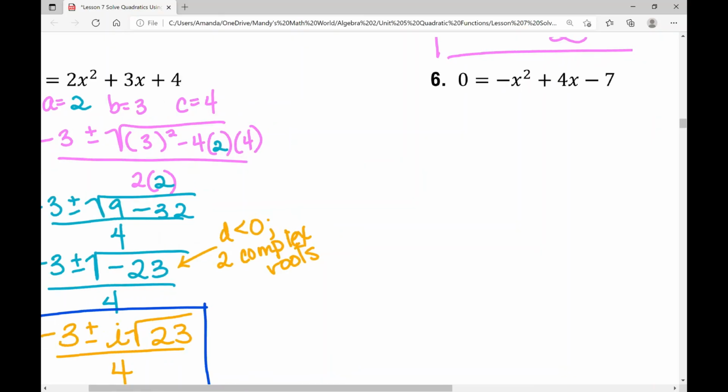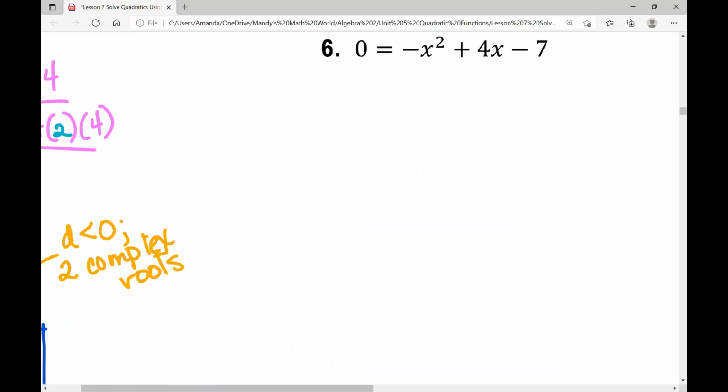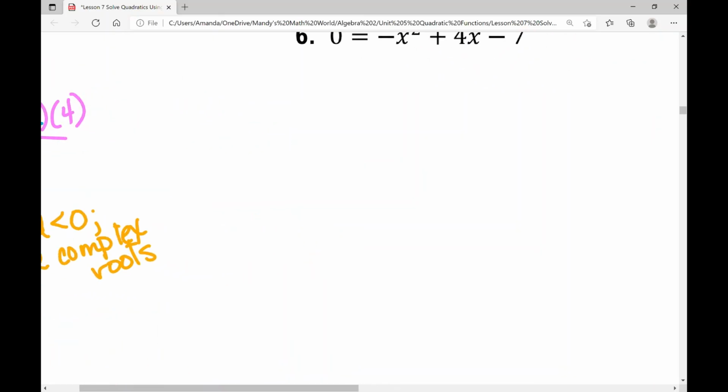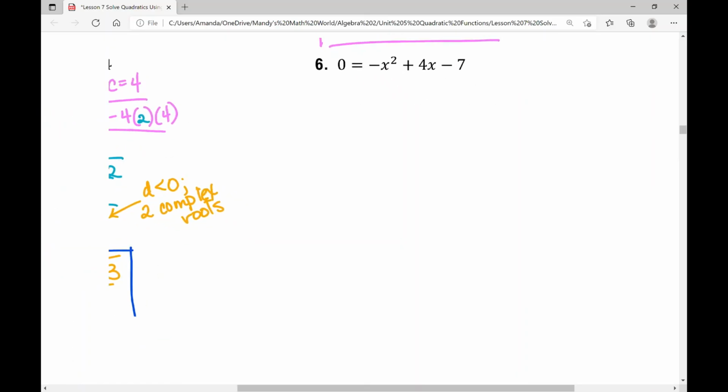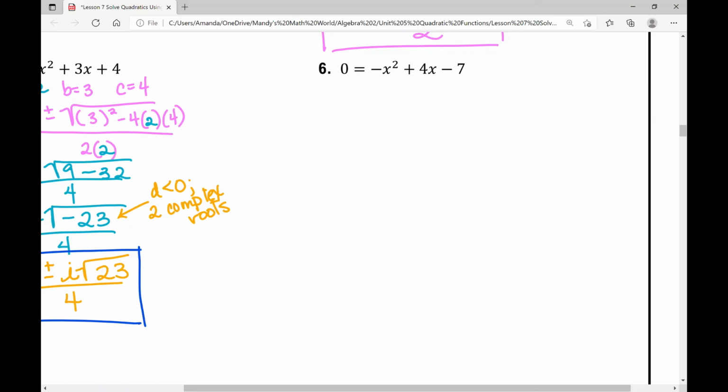On number 6, moving on. It's in standard form. I'm going to identify a, b, and c. a is negative 1, b is 4, and c is negative 7.